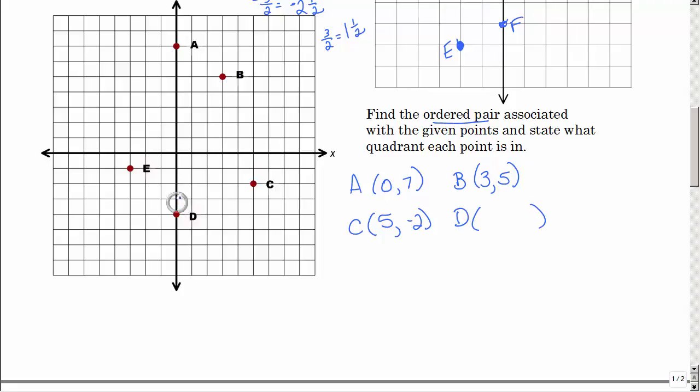Point D. Got to go from the origin to D. So just like A, I didn't go side to side any, but I go down. So no side to side, but going down. How many? 1, 2, 3, 4. Don't forget to put your negative.